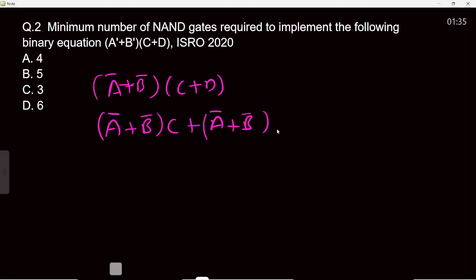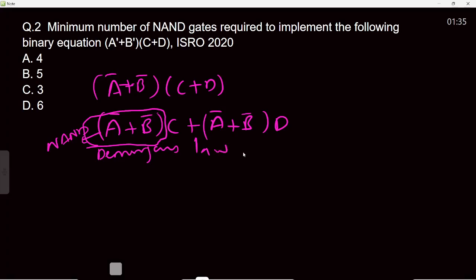This will also be in a bracket, and here will be C. Now if you can observe, this is also a NAND gate, right? This is the NAND gate, but using De Morgan's law, I will be converting it into actual NAND gate standards.